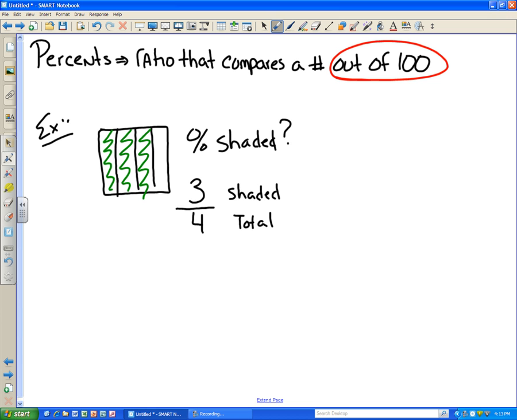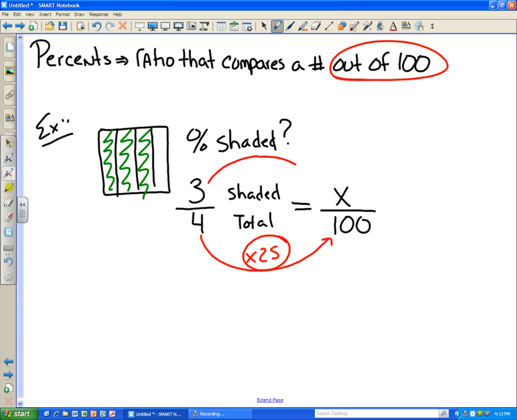So how do I find my percent? I can set this equal to out of 100, and I can set up a proportion. Since I know percents are always out of 100, I can use a proportion to solve. 4 times 25 is 100. What do I do to the bottom? I do to the top. So 75 out of 100 represents 75%. That means that 75% of this figure is shaded.